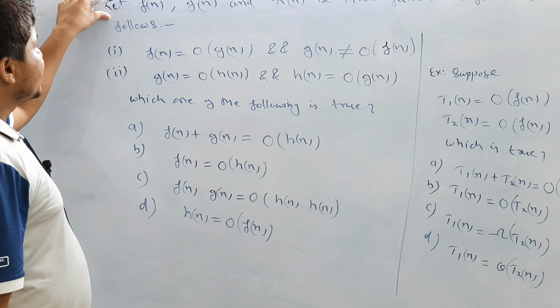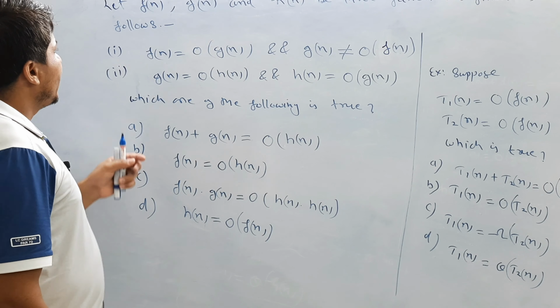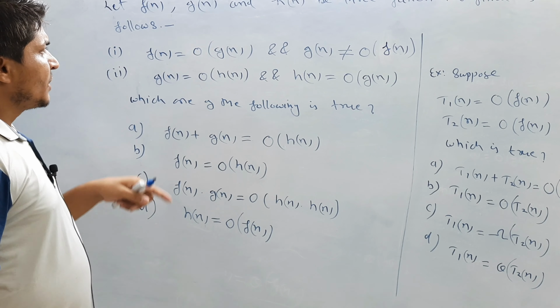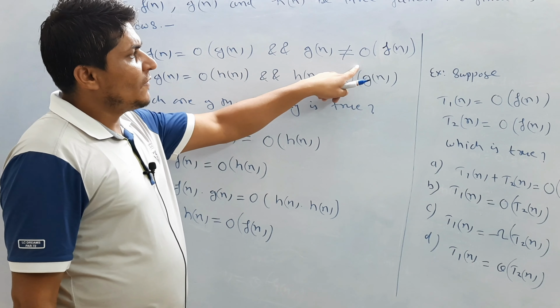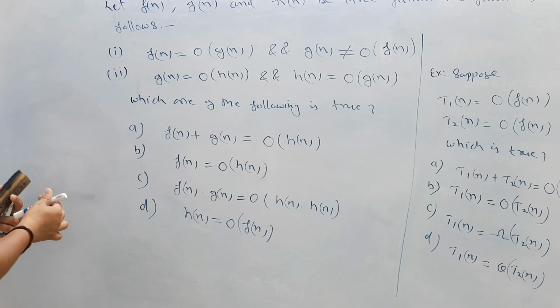In this question, three functions f of n, g of n and h of n are given to us, and two statements are given. f of n is big O of g of n, but g of n is not big O of f of n. So what is the meaning of this? Let us try to understand.